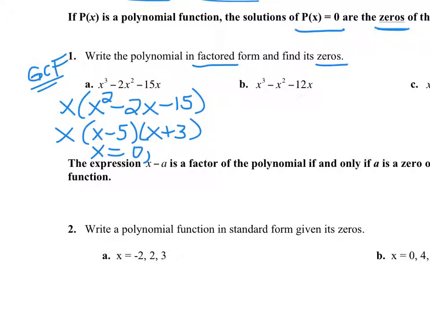Zero from this first factor, and then what? 5, negative 3. Perfect. It's like what you did on your test, right? You set it equal to 0, you factored it, you solved it. Now we have 1, 2, 3 of them. Yeah?